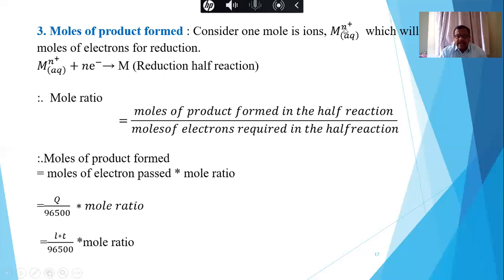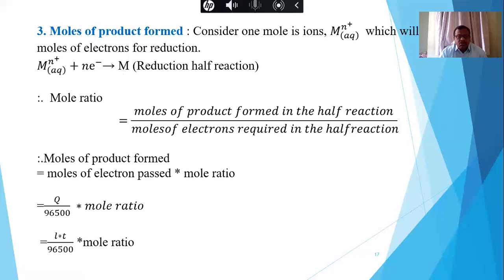It has n number of positive charges, which will require n moles of electrons for reduction. The reaction is as follows, which is a reduction reaction where electrons are accepted. So these aqueous M ions accept n number of electrons and give free metal.